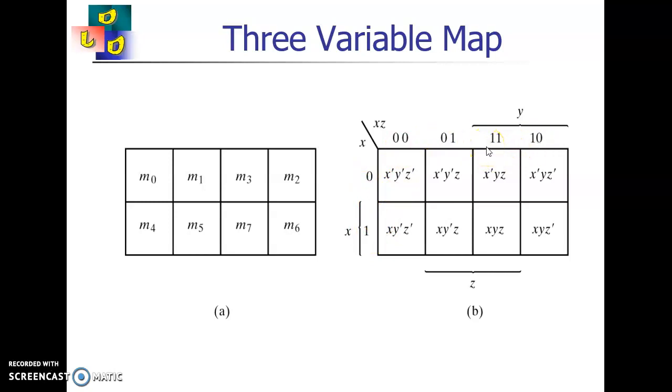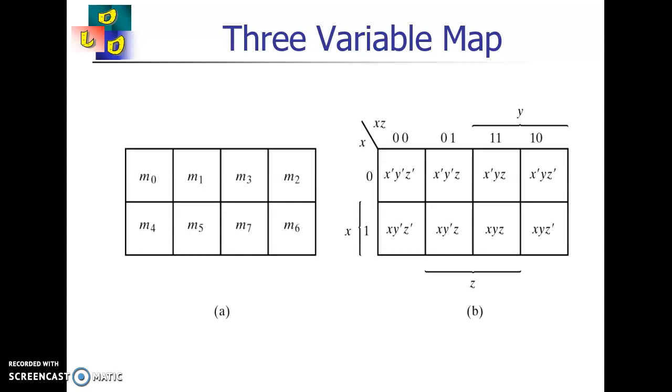Based on this, now I am going to write the values of the three binary variables x, y, z. See here, 000 is x bar, y bar, z bar. 001 is x bar, y bar, z. 011 is x bar, y, z. 010 is x bar, y, z bar. The same way, 100 is x, y bar, z bar. 101 is x, y bar, z. 111 is x, y, z and 110 is x, y, z bar. This is how we represent the K-map or map method for three binary variables.